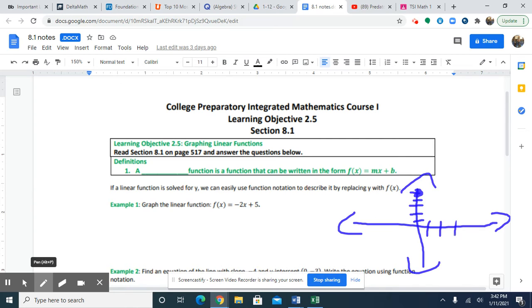And now every time our slope tells us negative 2, that means that we're going to go down 2 and then over 1. So if we go down 2 and then over 1, our next point should be down here. And if we go down 2 and then over 1, it should go right there, giving us our final line.